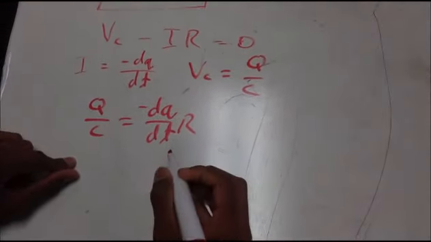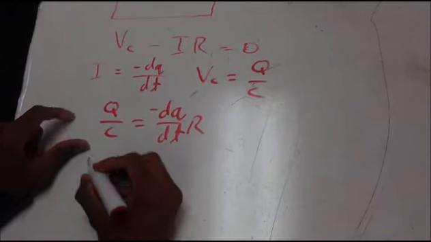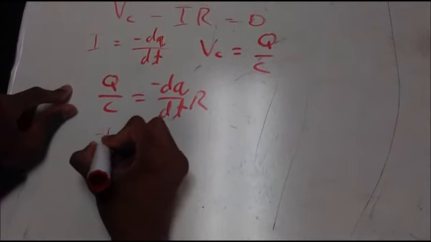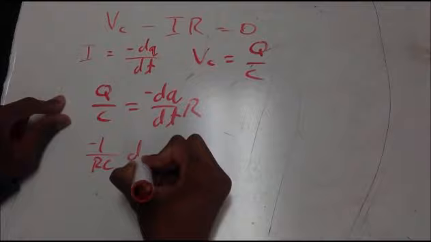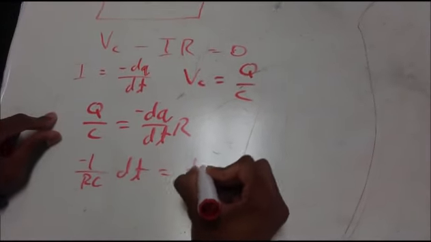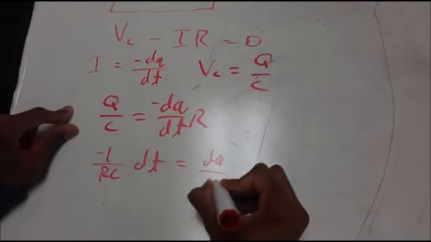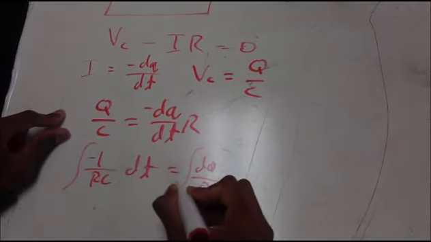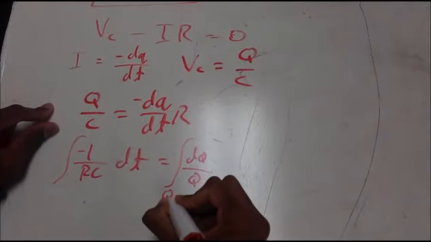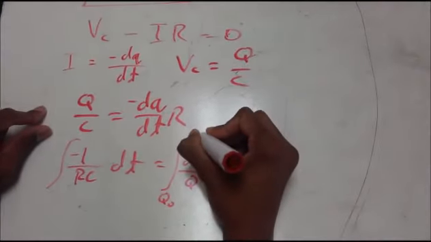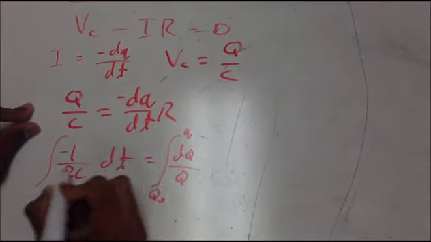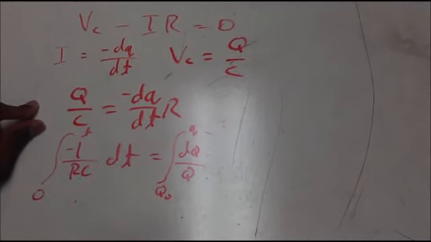So now we can use separation of variables to solve this differential equation. We're going to end up with negative 1 over RC dt is equal to dq over Q. Now we integrate both sides. This side we go from the initial charge on the capacitor to some other charge Q. And on this side we go from 0 to t.